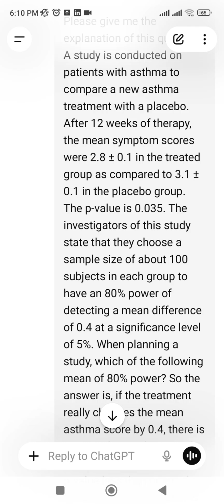...conducted on patients with asthma to compare a new treatment of asthma with a placebo one. After 12 weeks of the therapy, the mean symptom scores were 2.8 plus minus 0.1 in the treated group as compared to 3.1 plus minus 0.1 in the placebo group. And the p-value is 0.035.